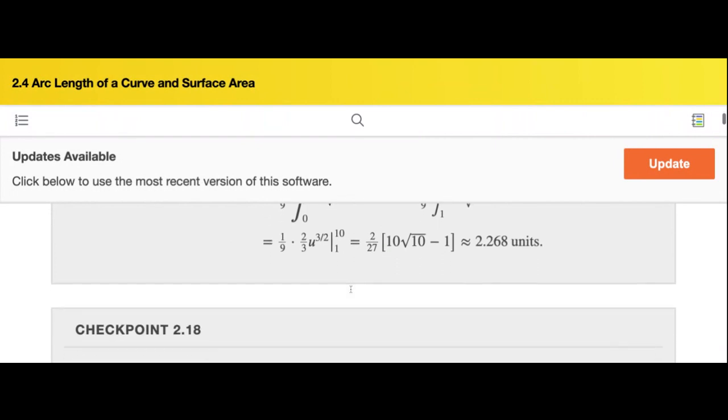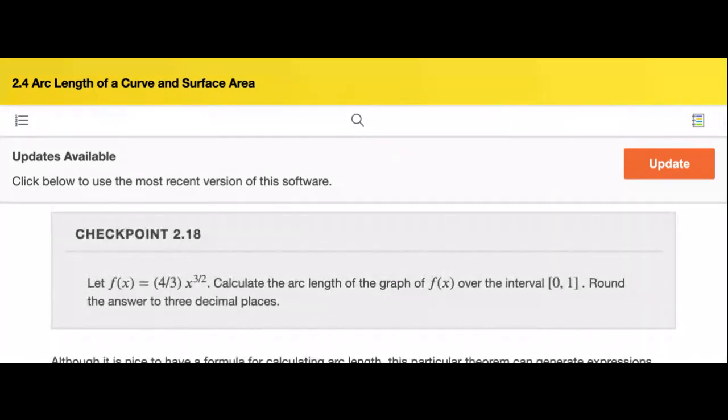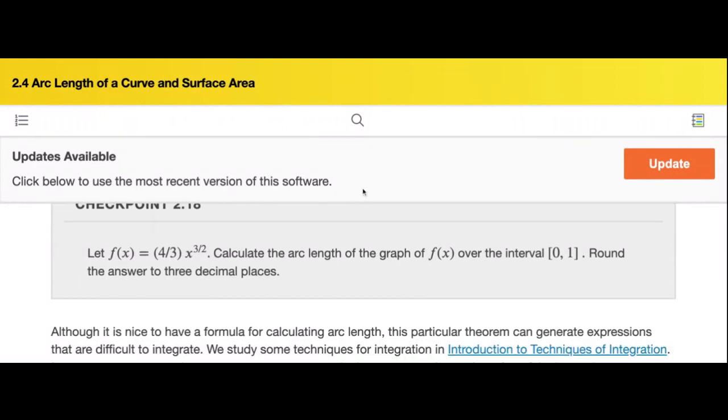So let's see this one. f of x equals 4 over 3 x square root of x. Then we want to find the arc length between 0 and 1. Okay, let's all try this one. Then type your answer in the chat. I'm going to do it myself also.